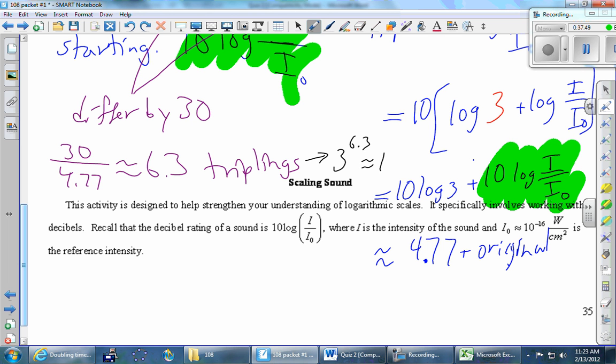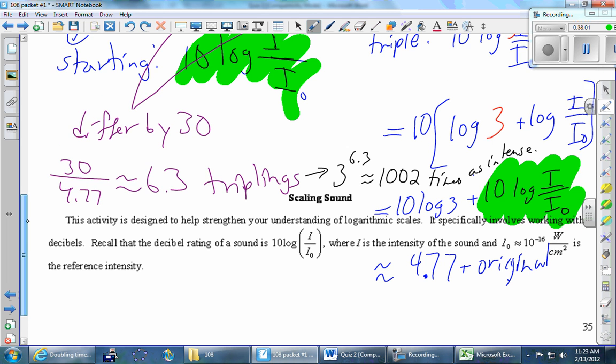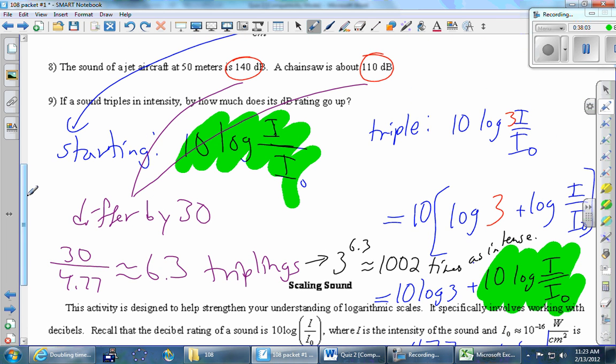Say again? So say about 1,002. So a jet aircraft is 1,000 times as intense as the sound of a chainsaw. That's what this says. You gotta make your head explode though. Chainsaws are loud. Chainsaws are pretty loud. Yeah. Is there any way to figure that out? Yeah.